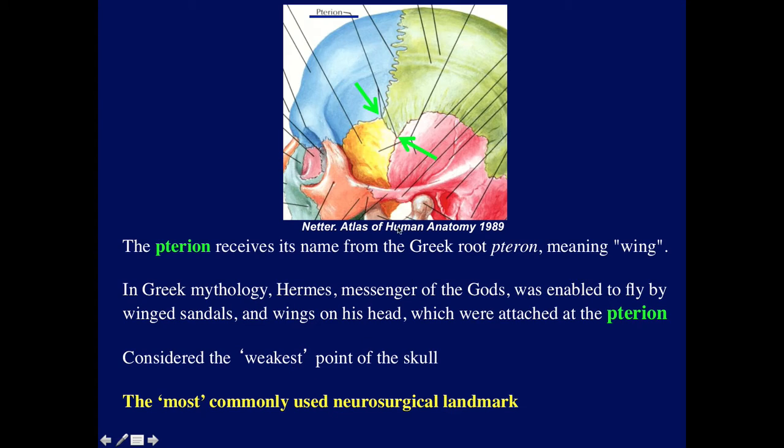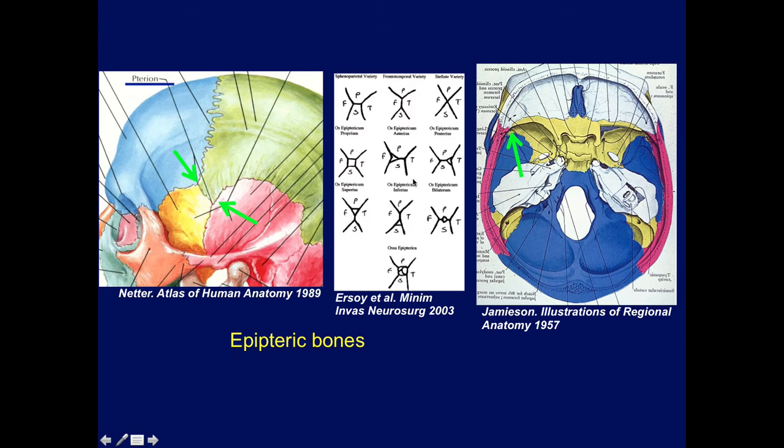And it was considered the weakest part of the calvarium. The importance of this area is because it's a very common, some people say most common, neurosurgical landmark for putting burr holes here to expose the floor of the brain for various types of surgeries.